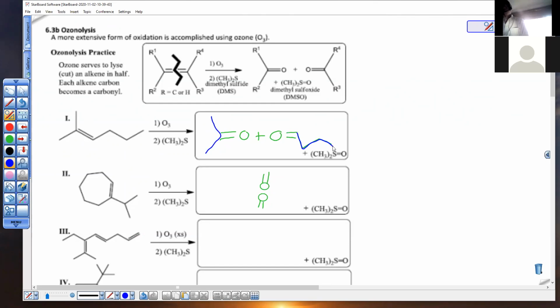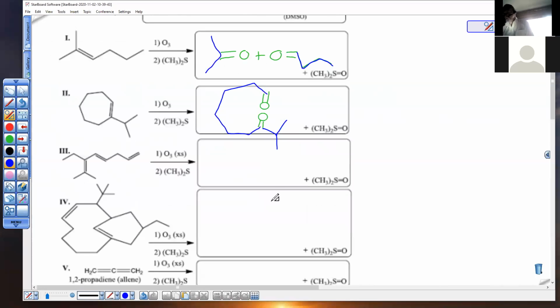And what do we have? 7 carbons total, and I've drawn 2 of them. 1, 2, so 3, 4, 5, 6, 7. Let's make sure. 1, 2, 3, 4, 5, 6, 7. And on this one, you also have an isopropyl. So it's not bad, is it?